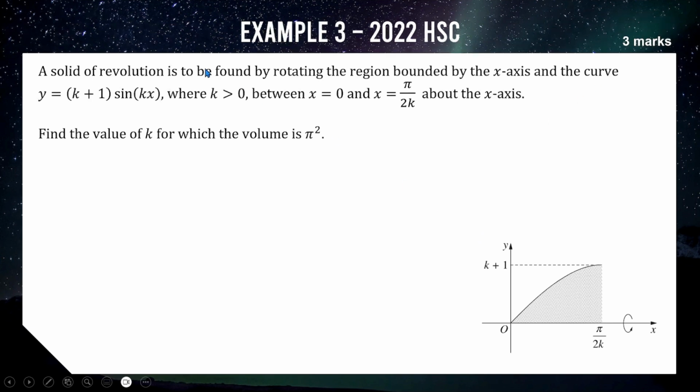We are looking at rotating (k plus 1) sine kx, k is positive, between 0 and pi over 2k around the x-axis. Now, we don't know what the value of k is, but we want to figure it out, given that the question has told us that the volume of revolution around the x-axis between these two values has an answer of pi squared. We need to use that information to solve for k.